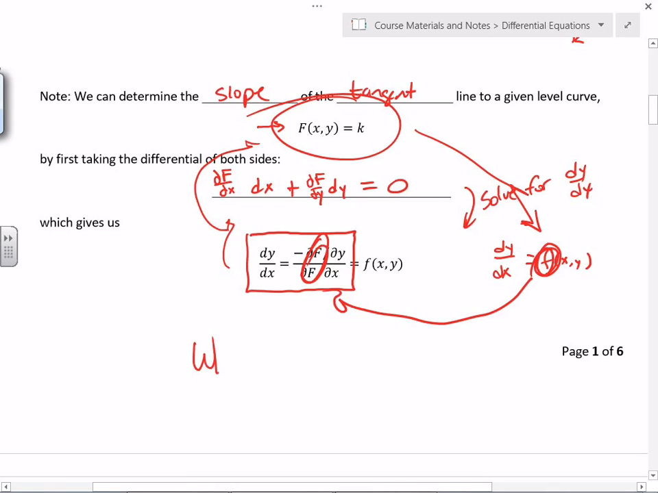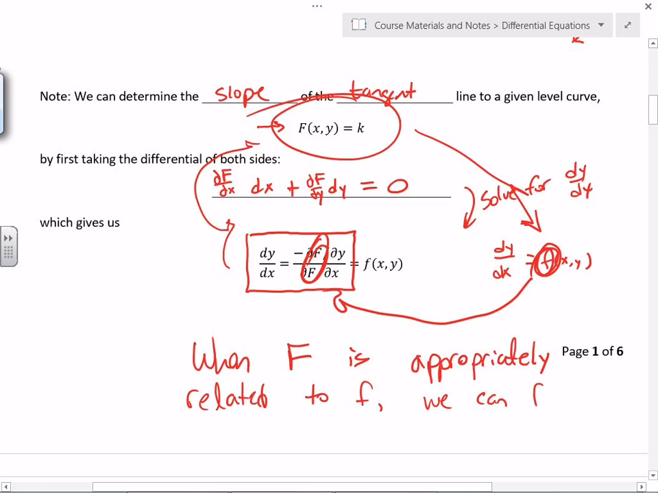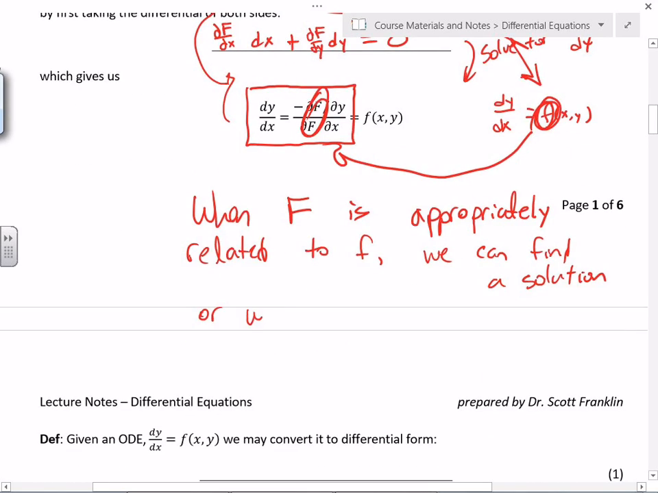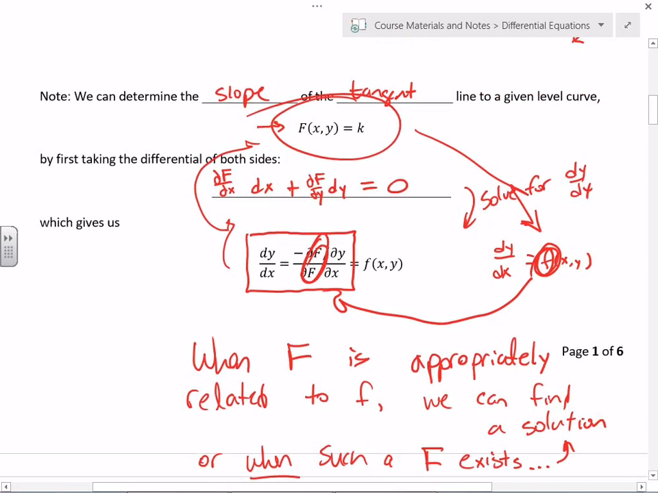So when capital F is appropriately related to little f, we can find a solution. Actually, probably a better way to say that is, or when such a capital F exists, dot, dot, dot, that is, we can find a solution. Okay, so it's kind of muddy right now. It'll become clearer as we start to do some of these problems.